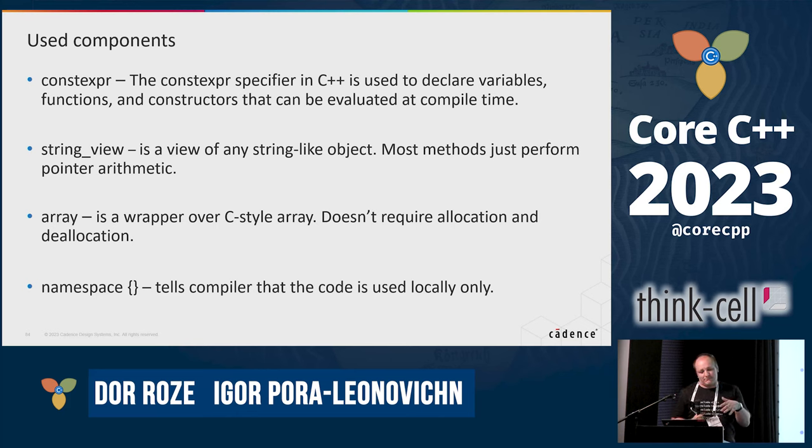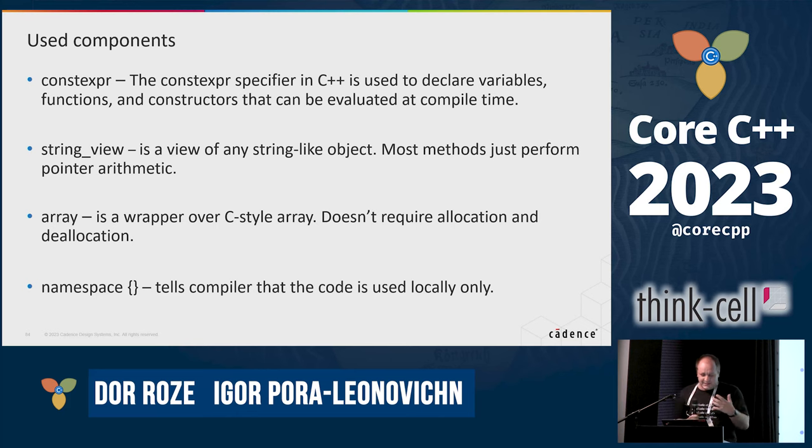String view is a view on any string-like object. The point is that it's a very simple class. It just has a pointer to the beginning of the string, and all its methods are just simple arithmetic operations. The compiler can see these operations and calculate most of them during compile time. And all its methods are declared as constexpr, even in C++17. In C++20, many methods in string are declared as constexpr as well. But still, the point is that string view is a much simpler and smaller class, so it's easier for the compiler to optimize.